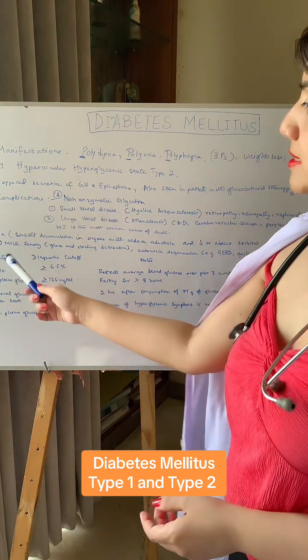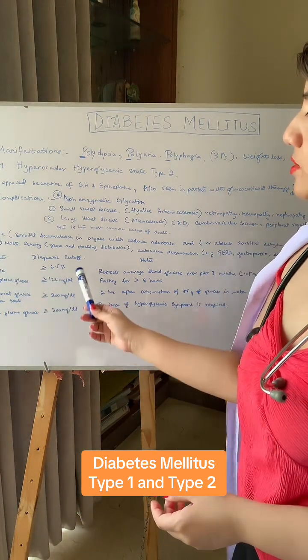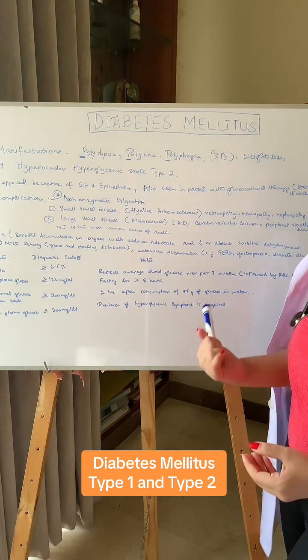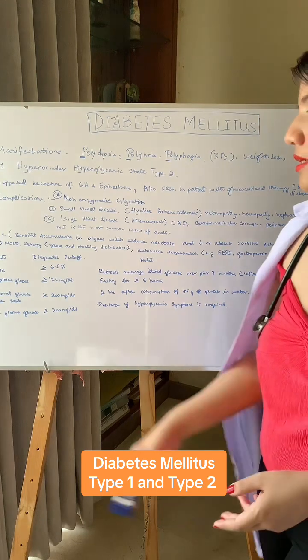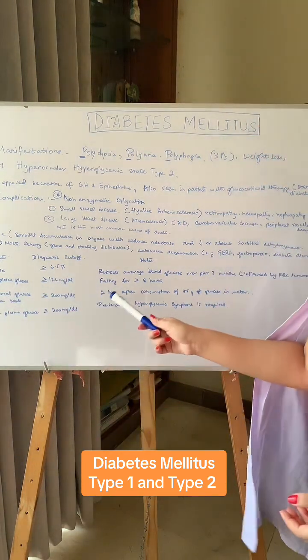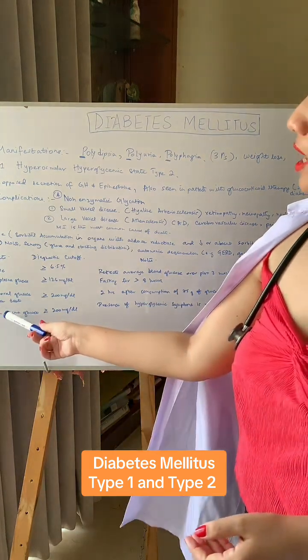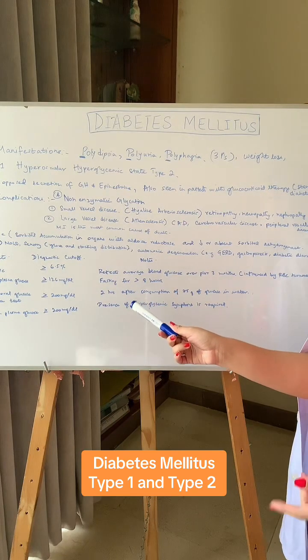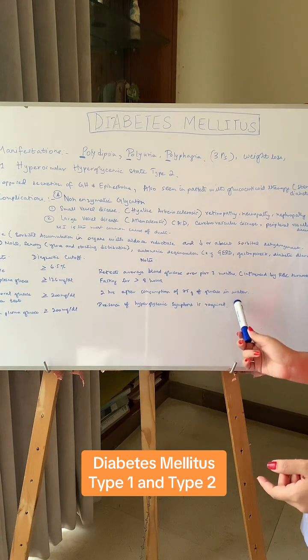Now, what are the diagnostic tests? We have HbA1c. The diagnostic cutoff is more than 6.5. It reflects the average blood glucose over the prior 3 months, influenced by RBC turnover. We have fasting plasma glucose, which is more than 126 milligrams per deciliter, fasting for more than 8 hours. 2-hour oral glucose tolerance test, more than 200 milligrams per deciliter, is basically after 2 hours of consumption of 75 grams of glucose in water.